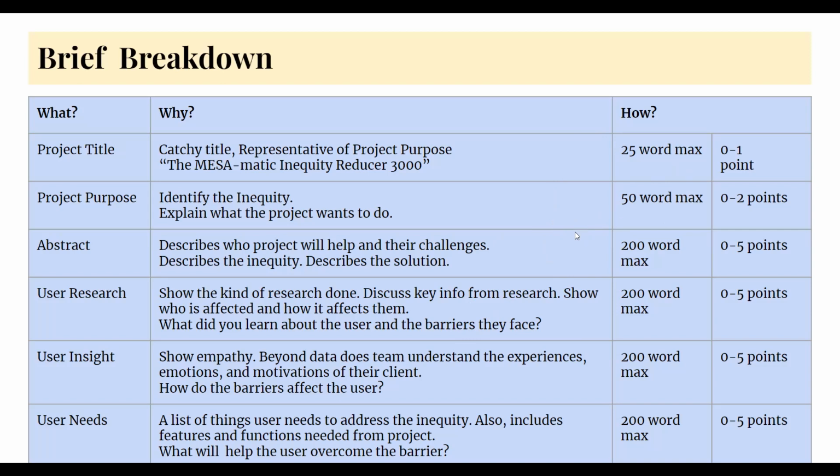The next piece will be an abstract. So that's a little bit longer, right? That's going to be a paragraph probably that students will write, something that could stand on its own and give a pretty good idea of the project just by itself. But it'll describe who the project will help, right? Who is that user? What are their challenges? What's the inequity specifically? And then describe your solution.